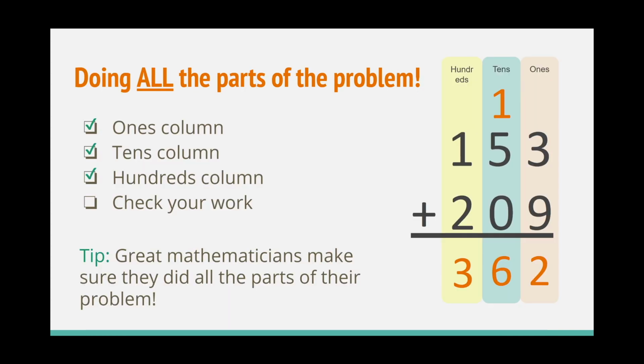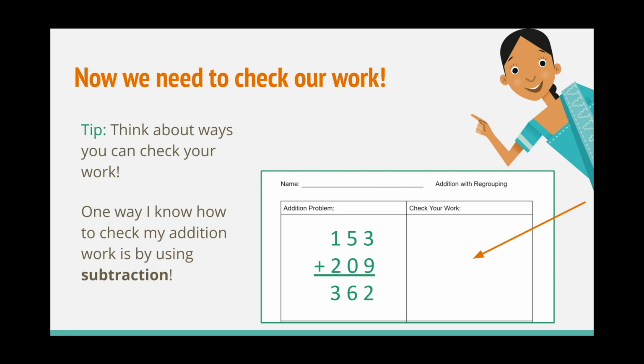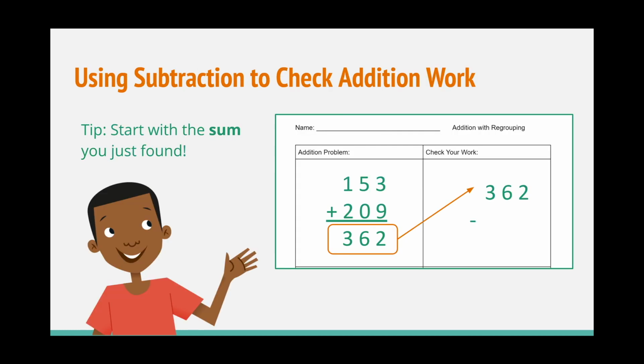The last part of our problem is we need to check our work. Tip: think about ways you can check your work. One way I know how to check my addition work is by using subtraction. Start with the sum you just found. We just found out that the answer, or the sum, was 362. Then I'm going to choose one of the numbers, either 153 or 209, to subtract from 362.